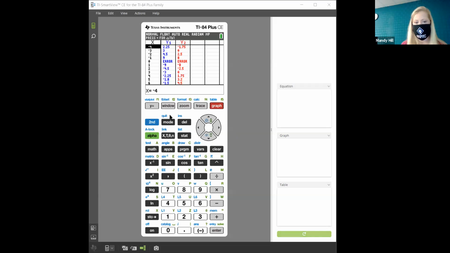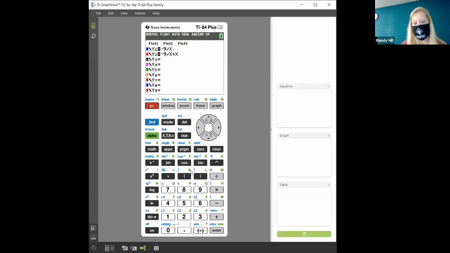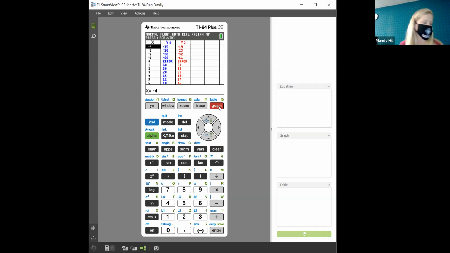Okay, so I'm going to clear this screen out. Second mode will get you to quit and go back to what you needed. So remember we had 60 over x, and then this one was also 60 over x plus x. We want to look at the table, so second graph. And the goal was that we got the middle term to be 16. So we're looking down this y category and we need to find a 16.